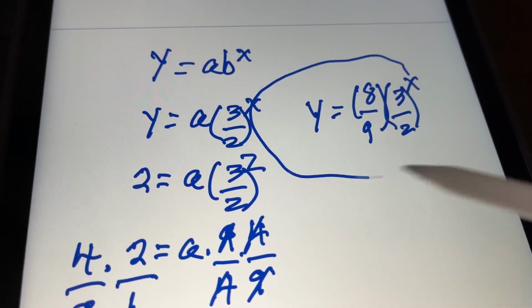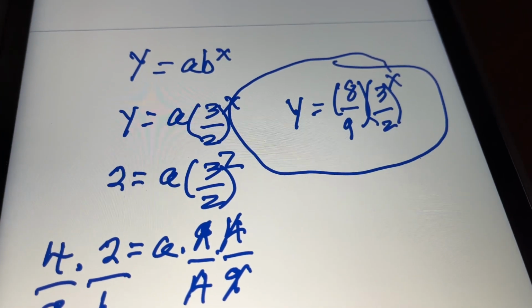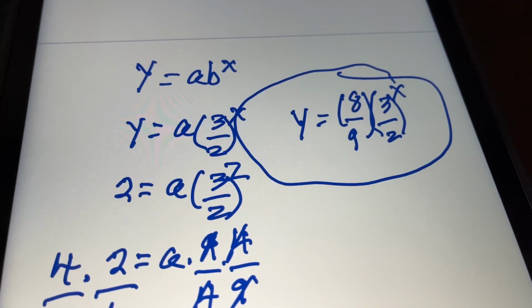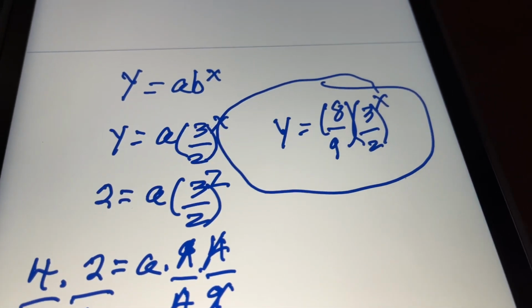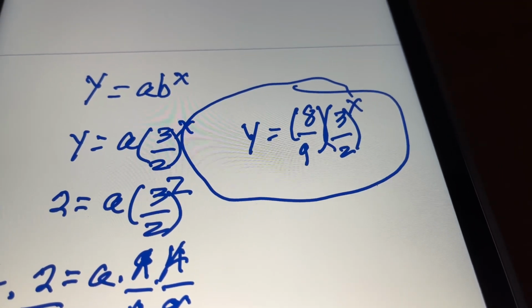So that is the exponential function that contains the two ordered pairs. So I found the a value and the b value. And so that's how to do it by hand.